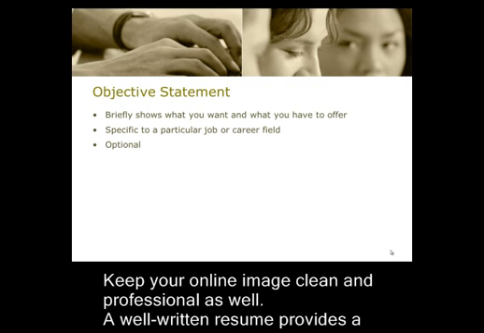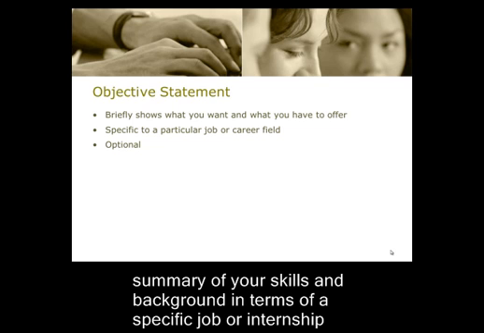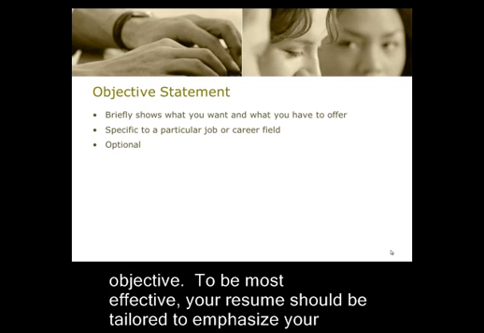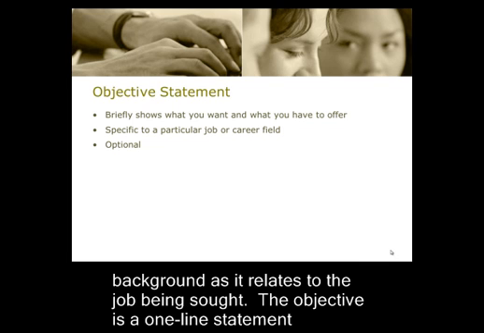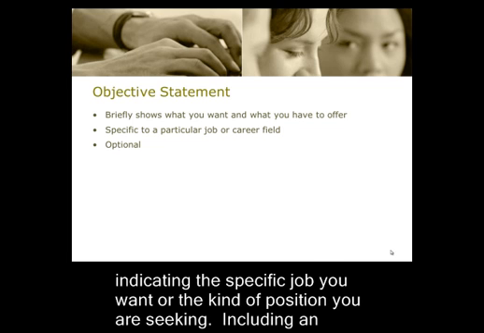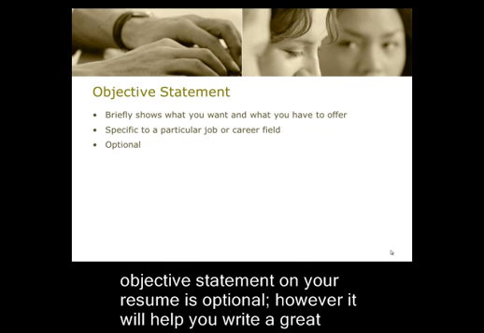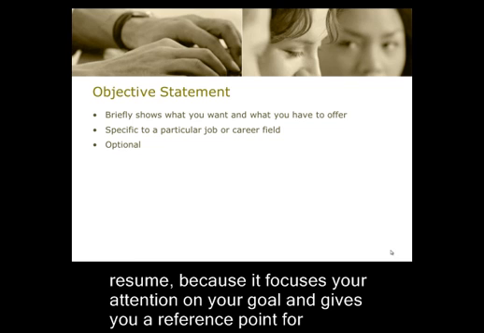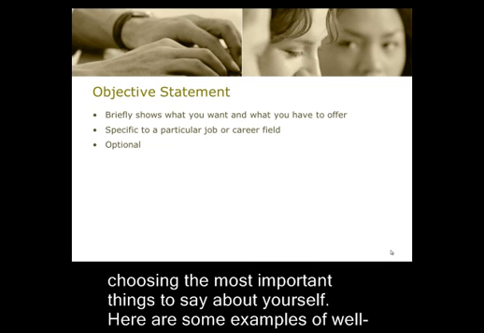A well-written resume provides a summary of your skills and background in terms of a specific job or internship objective. To be most effective, your resume should be tailored to emphasize your background as it relates to the job being sought. The objective is a one-line statement indicating the specific job you want or the kind of position you are seeking. Including an objective statement on your resume is optional. However, it will help you write a great resume because it focuses your attention on your goal and gives you a reference point for choosing the most important things to say about yourself.